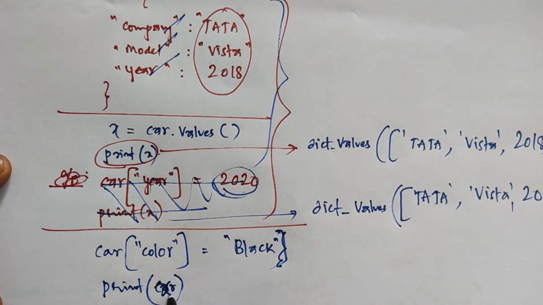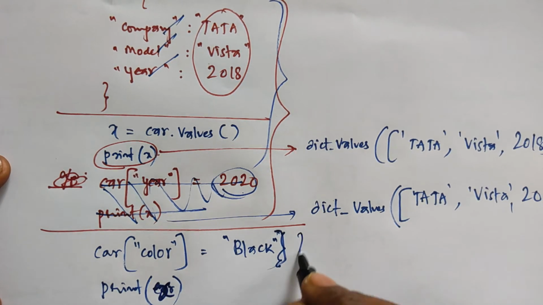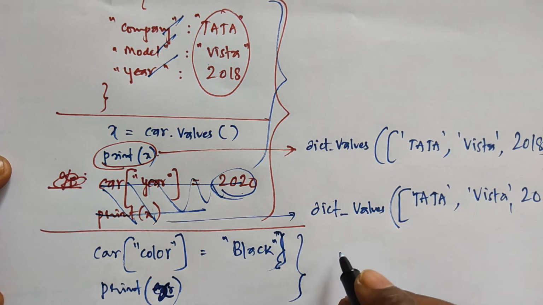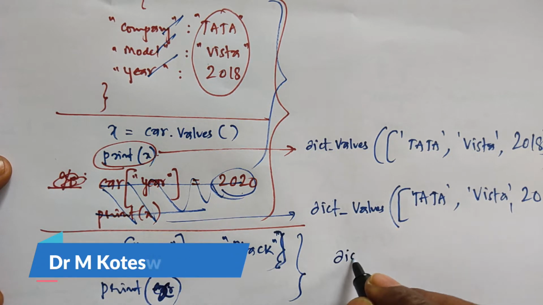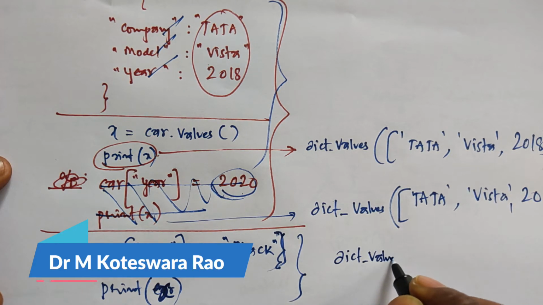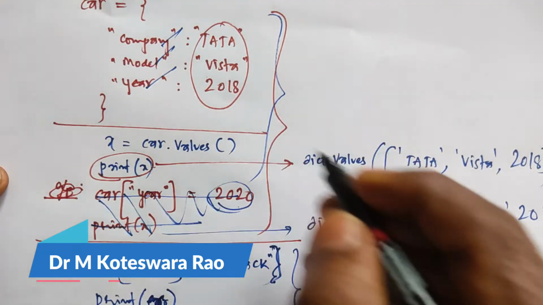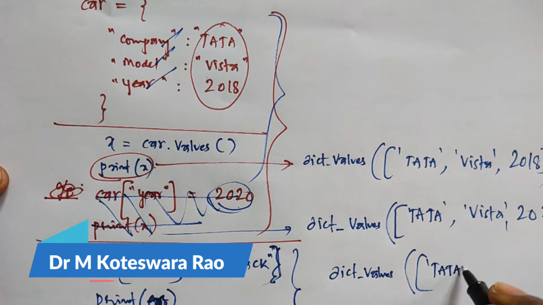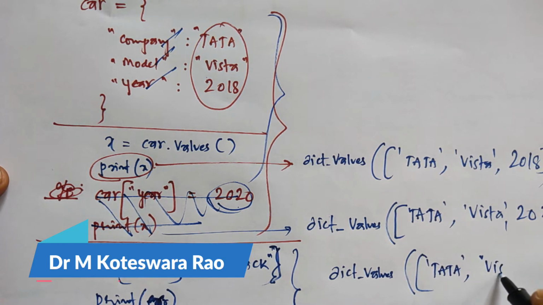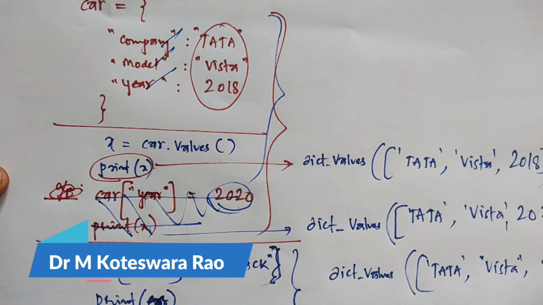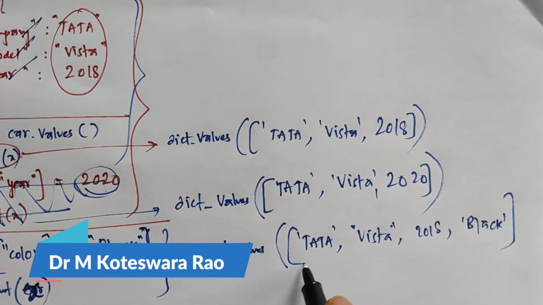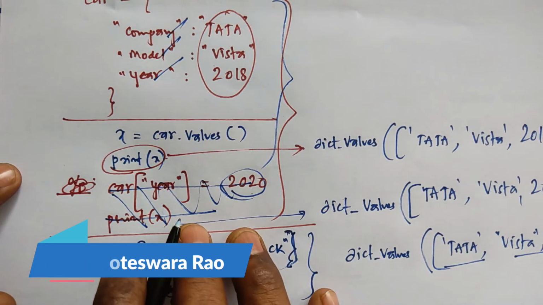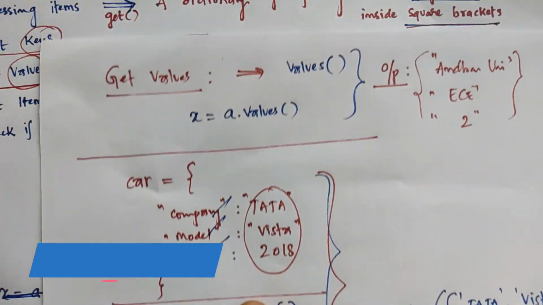Next, if you write print of car, print of x, the output will be dictionary underscore values, then the company name is Tata, next one is Vista, 2018, and at the end we have black. Like that we can change it with the help of this. That is the actual concept of get values.